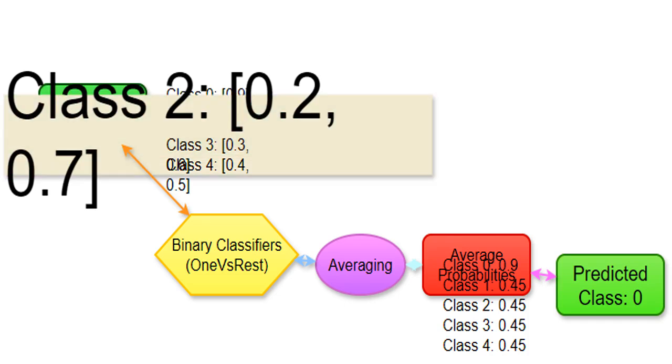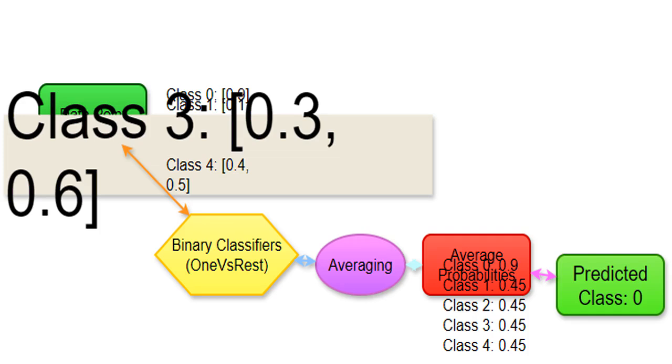Similarly to class 1, class 2 also has two probabilities, 0.2 and 0.7, from the two internal classifiers. Notice the pattern. Each class has two predictions. This is a crucial detail for the averaging step. Here are the probabilities for class 3 from our two binary classifiers. It's important to keep track of which probability came from which classifier, as the problem asks us to average them.